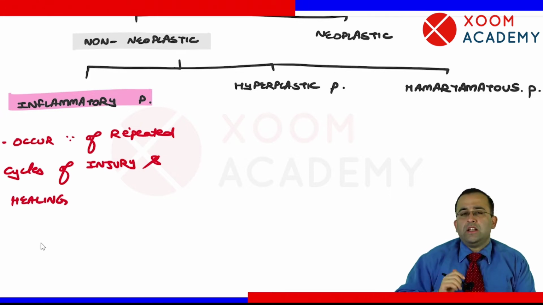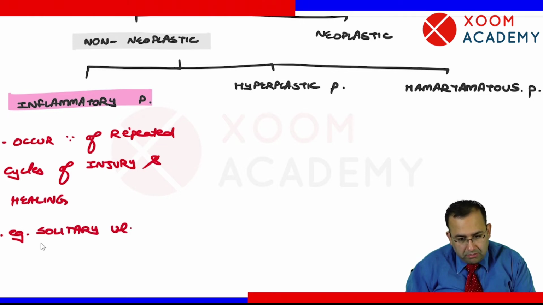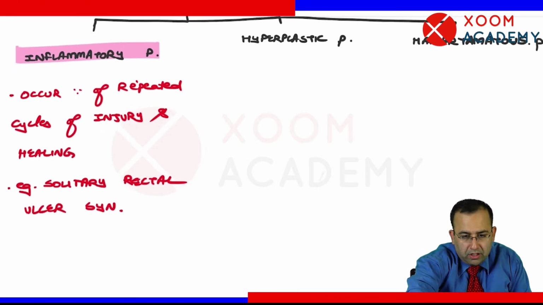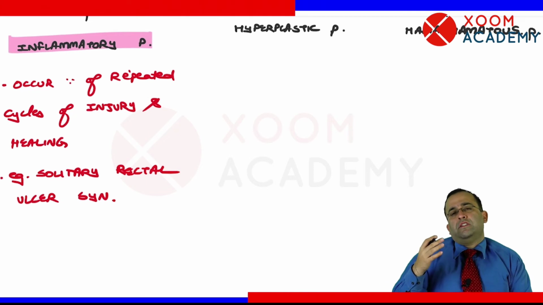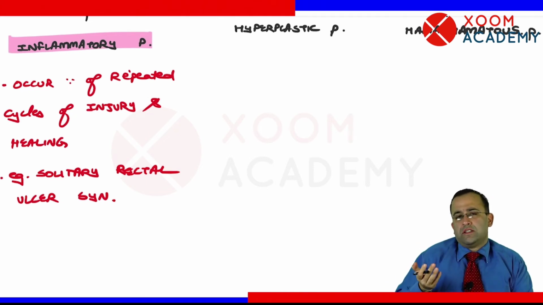And the classical example of inflammatory polyp is solitary rectal ulcer syndrome. The name tells you everything. There is a rectal ulcer. There is an ulcer in the rectum. There is a solitary rectal ulcer.